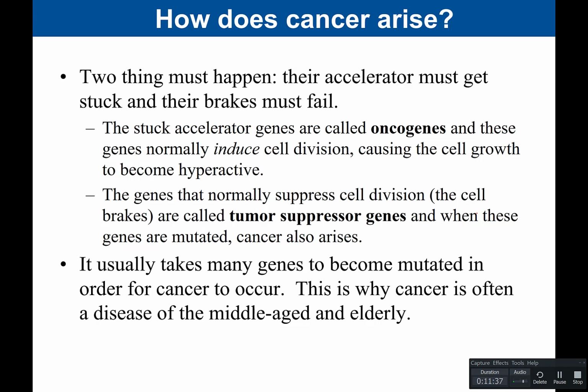Now, usually it takes many genes to become mutated in order for cancer to occur. This is why cancer is often a disease of the middle-aged and elderly. It's more common in older individuals because you need to acquire those mutations in order for cancer to arise. If you know anything about breast cancer, if let's say your mother had breast cancer and your aunt had breast cancer and other females in your family had breast cancer, that would likely indicate that there could be a genetic component. And there are genes that are involved in this. They're called BRCA1 and BRCA2.